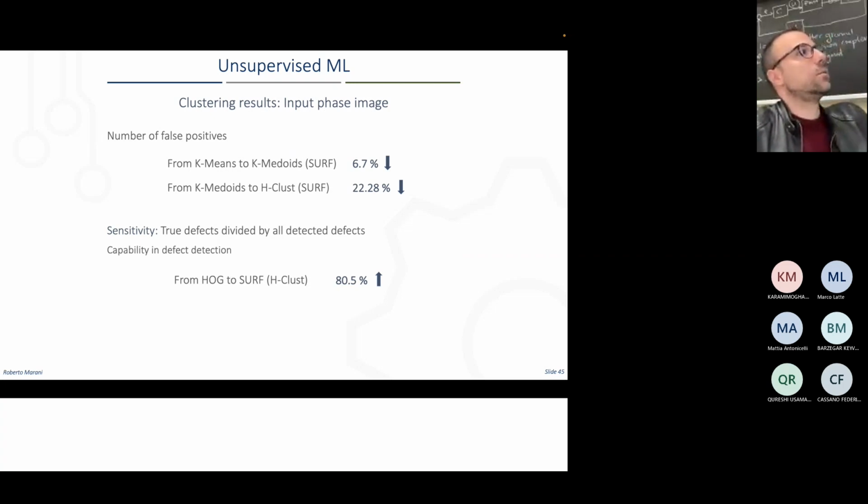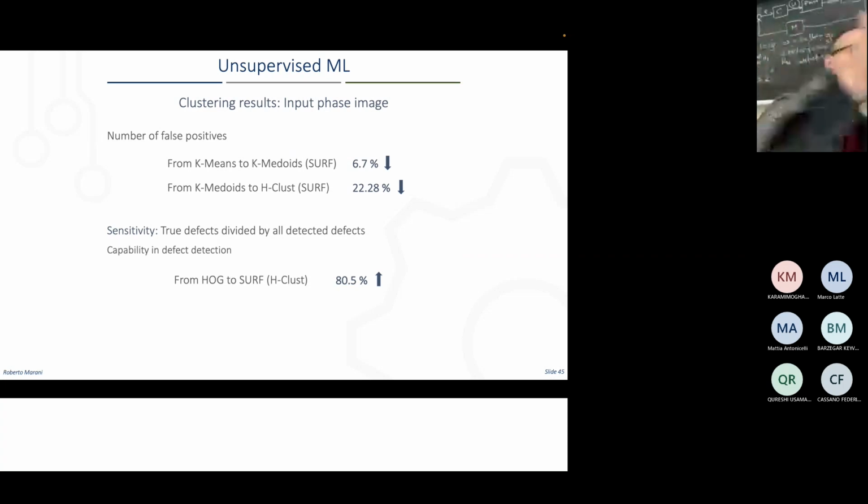But let's say, just comparison. K-means versus k-medoids with SURF features. K-medoids works better in the sense of reducing the number of false positives. K-medoids versus hierarchical clustering on the same features, we are even reducing the false positives. And that's why I show you the example of hierarchical clustering. Then, in terms of sensitivity, just comparing with the same clustering approach, the hierarchical clustering, comparing, for example, the LoG features and SURF features, we see that using the SURF features improves your sensitivity by 80%. That's for comparison, and that's why I just show you SURF features with hierarchical clustering.